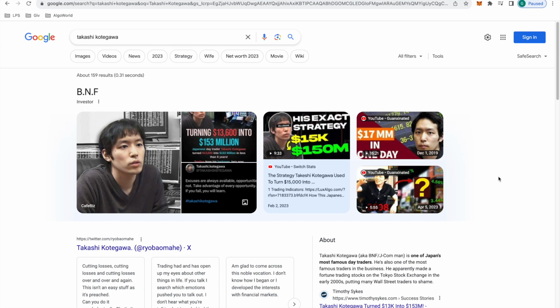So as you can tell from the title and from this first screen, I'm going to be showing you guys how to build out the BNF trading strategy in TradingView with Pine Script. If you don't know, BNF was an amazing trader who traded the Japanese market, the Nikkei market, from his room, and he was essentially killing it during the early to late 2000s and early to late 2010s.